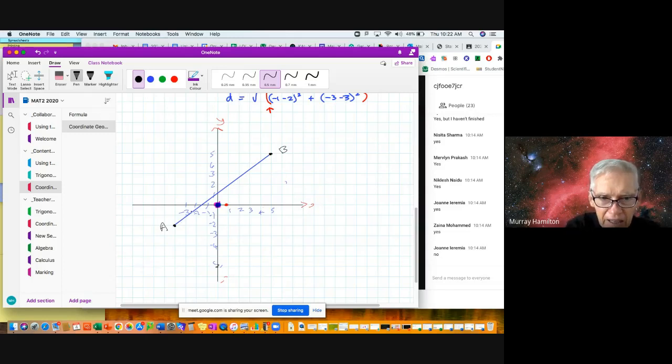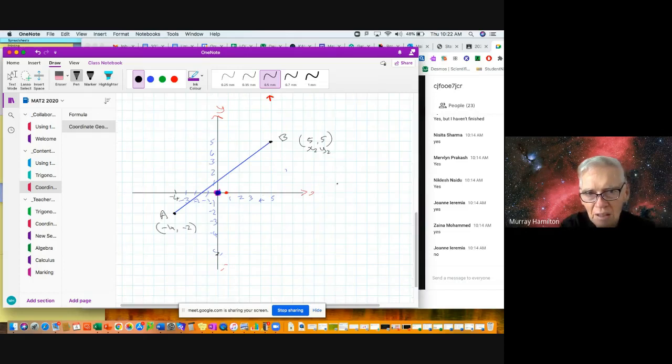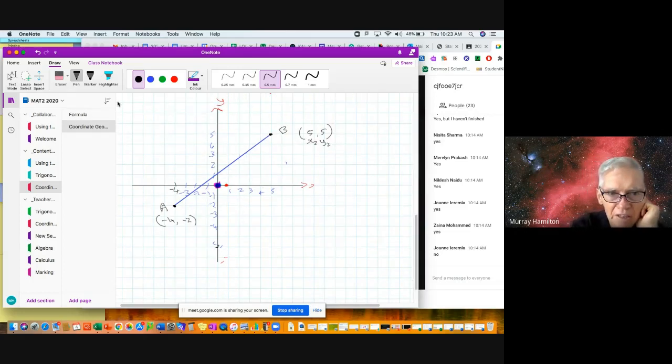And again, A is going to be the point x1, y1. So this will be -4 here as my x value, and -2 is my y value. And B is (5, 5). So that's my x2 and my y2. We're going to work out the gradient of this line.